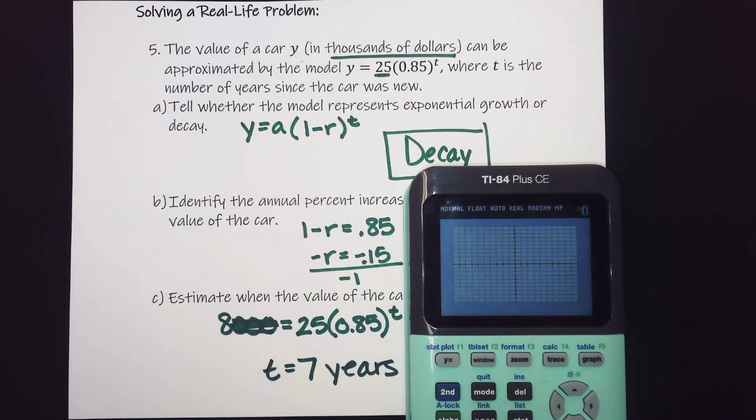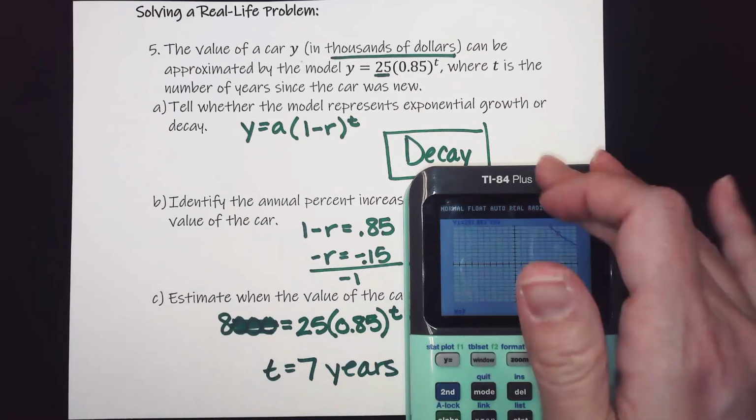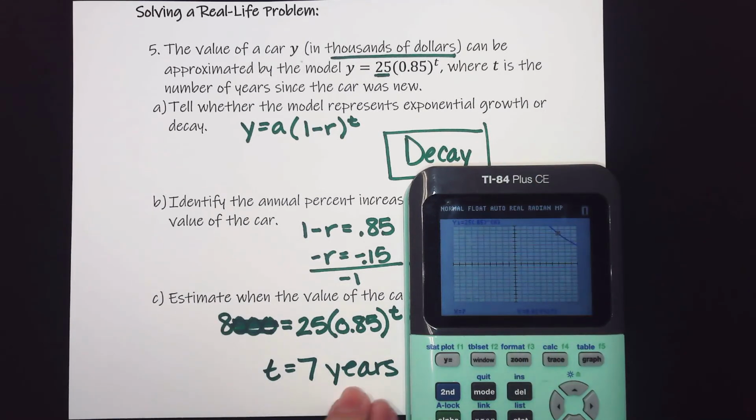Now it's going to be off my graph a little bit, but it's over there. I can push the trace button, and I think when x is 7, y will be 8. So I'm going to type in 7, and it gives me 8.01. So using the table is the best way, because we know the y value is 8. Find when the y value is 8, and the x value gives you your exponent. All right, next problem.